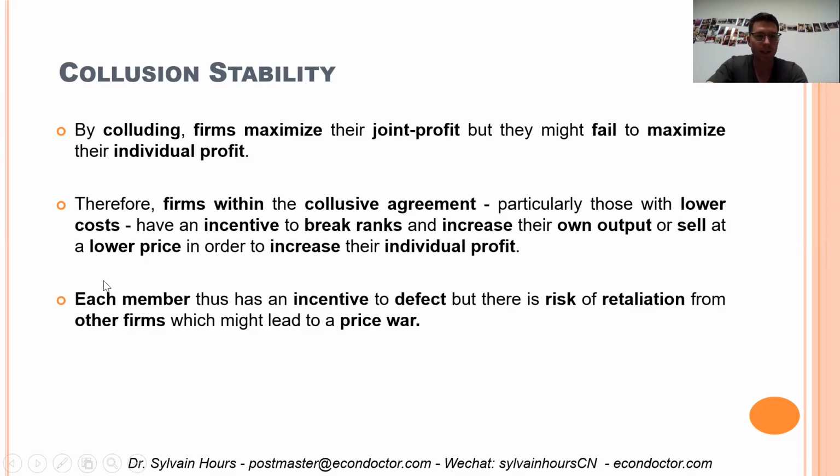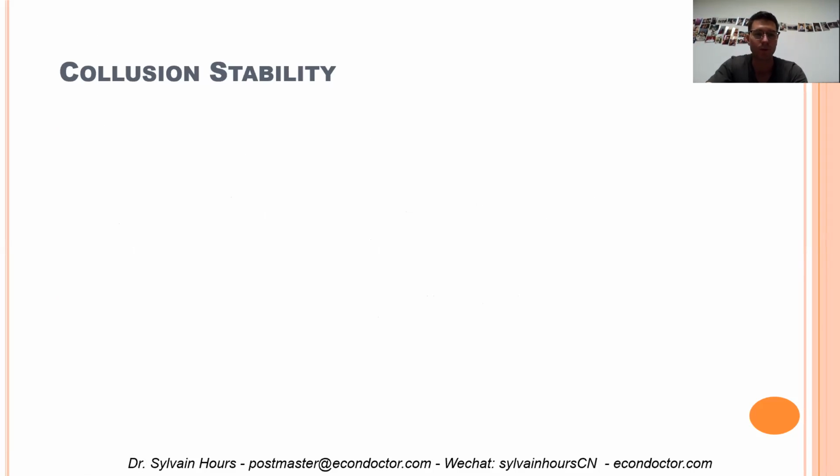Okay, so that's what I write here. Each member has an incentive to defect, to cheat, but there is a risk of retaliation. If I cheat, I will be punished in the future. And punishment might take the form of a price war, where everybody would lose from a price war.